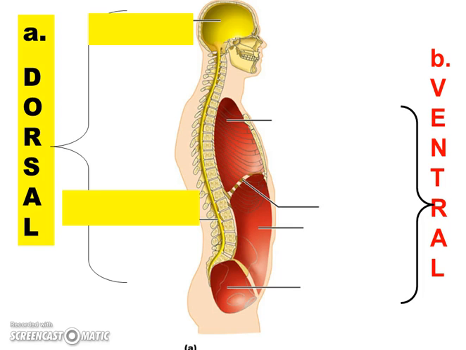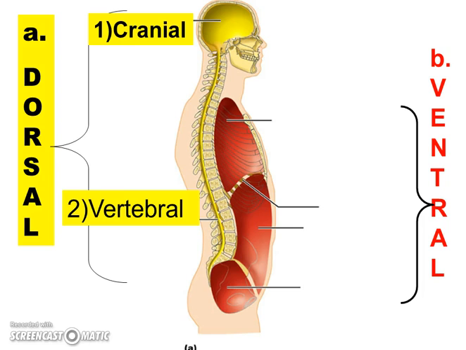There are two dorsal cavities, one that houses the brain, that's called the cranial cavity, and one that houses the spinal cord, called the vertebral or spinal cavity. Taking your yellow pencil, if you would highlight the word dorsal in yellow and color both of your dorsal cavities yellow, labeling the top one that houses the brain cranial and the one that houses the spinal cord vertebral.